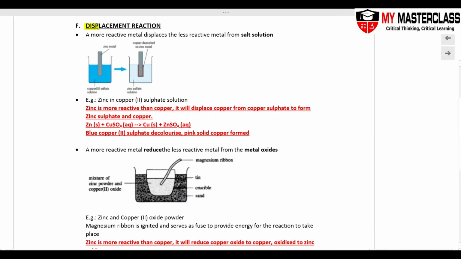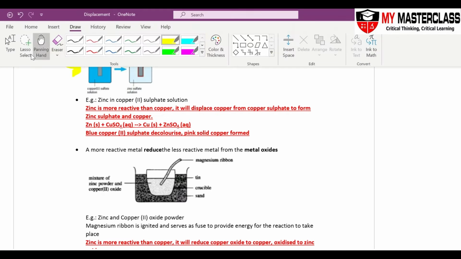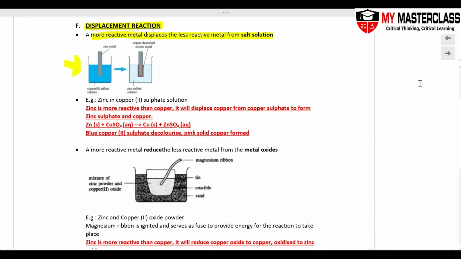Next we have the displacement reaction. In a displacement reaction, a more reactive metal will displace the less reactive metal from salt solution. In this example, I have zinc in copper sulfate solution. Copper sulfate is my blue solution. I dip a metal piece, zinc metal.